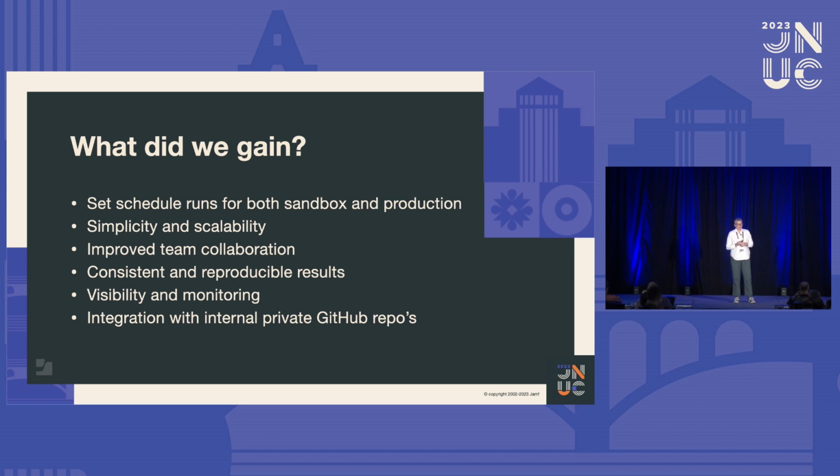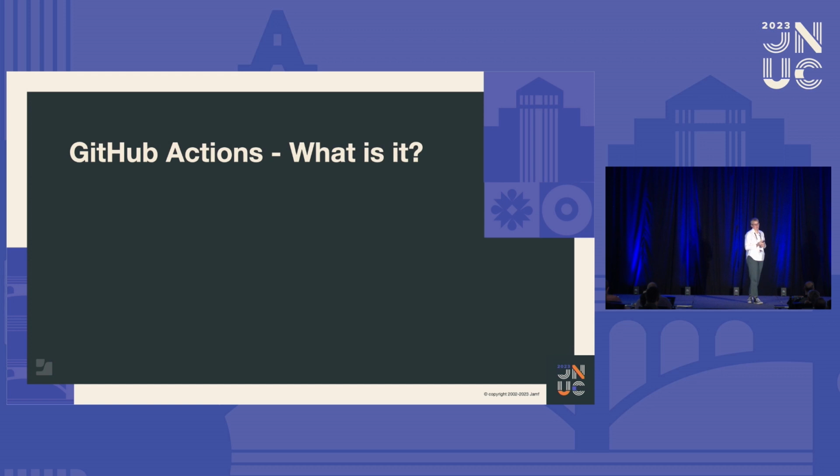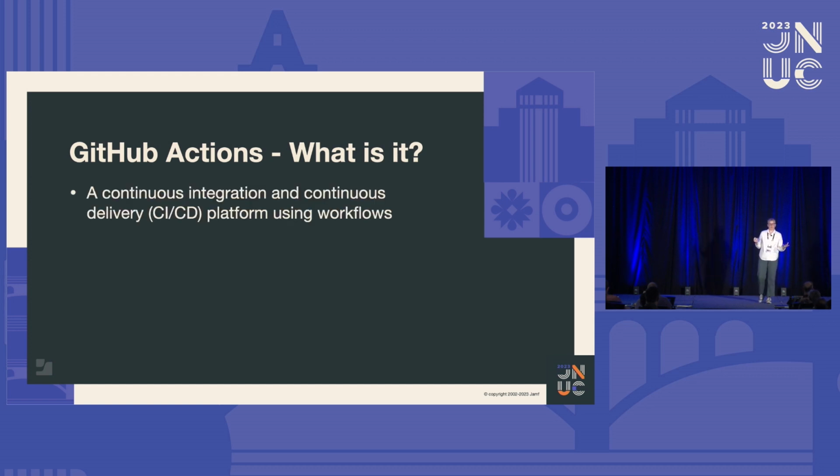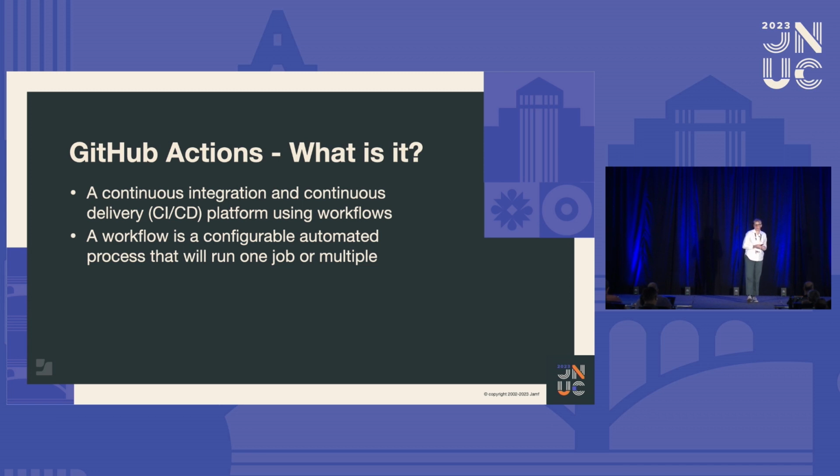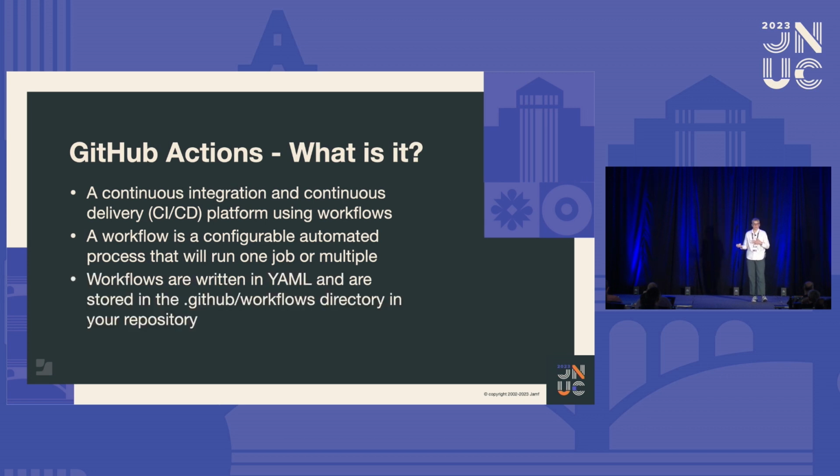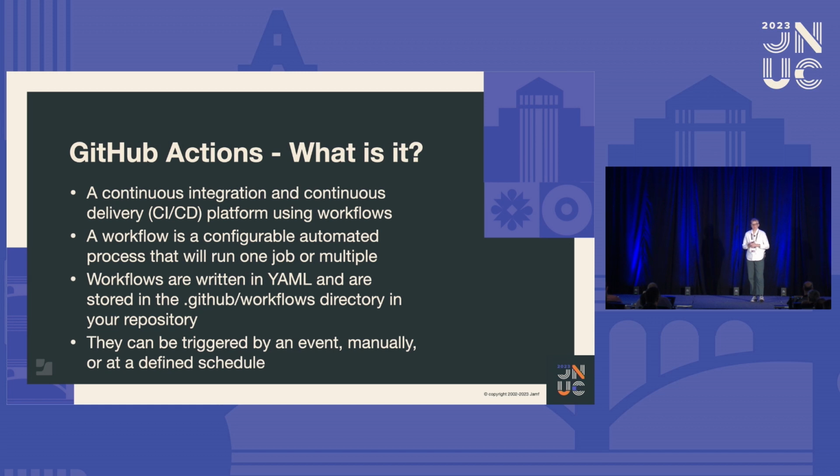So that's great and all, but what even is GitHub Actions? If you attended James's presentation this morning, I'm going to go over a little bit of the same thing, but if you didn't, GitHub Actions is a continuous integration and continuous delivery, otherwise known as CI/CD, platform using workflows. A workflow is a configurable and automated process that will run one job or multiple. Workflows are written in YAML and are stored in the hidden .github/workflows directory at the top of your repository. And they can be triggered by an event, they can be triggered manually, or at a defined schedule.